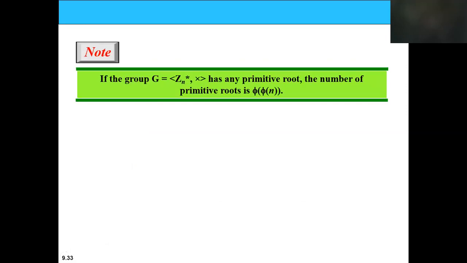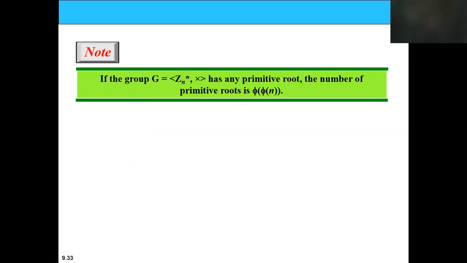So, dear student, note it down that if the group G, Zn* under multiplication, has any primitive root, the number of primitive roots in it will be phi of phi of n.